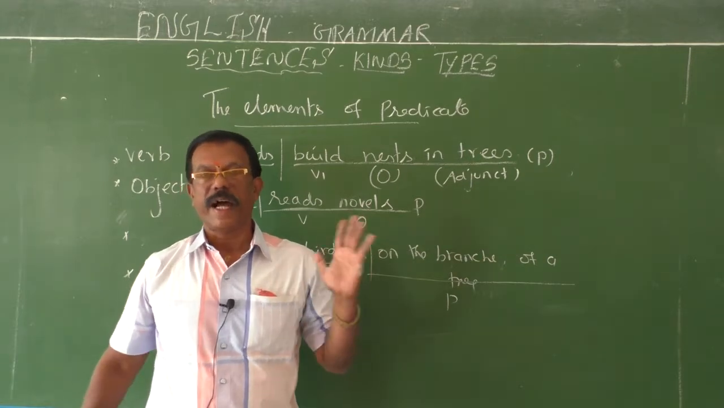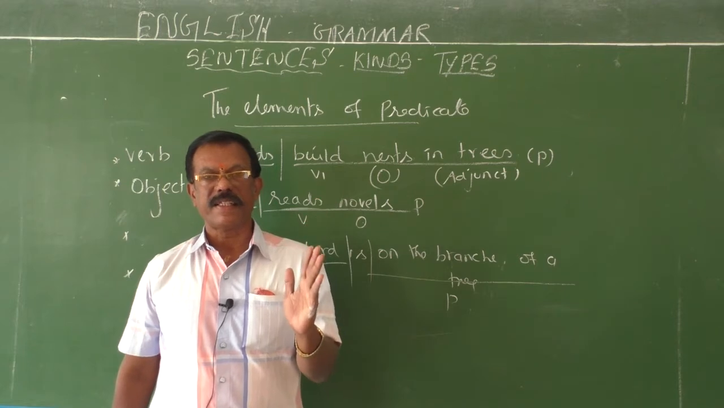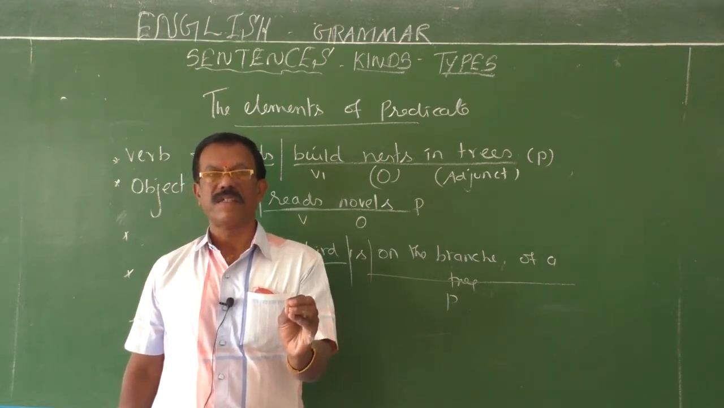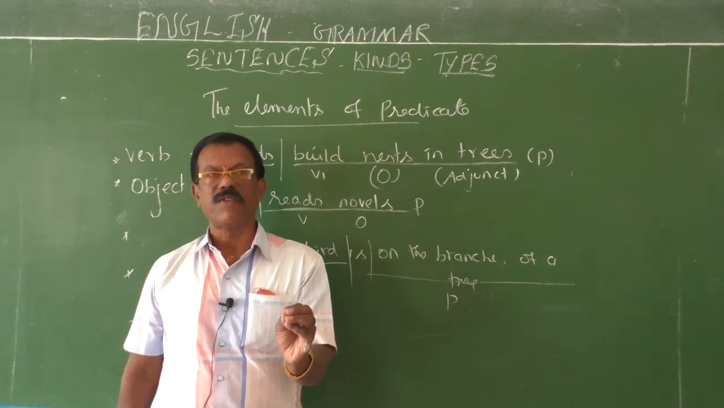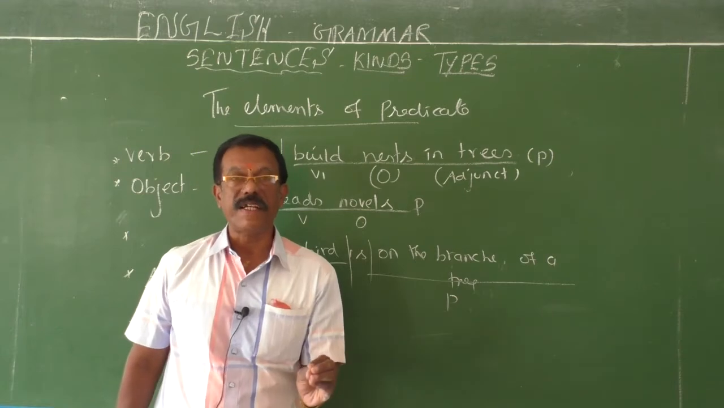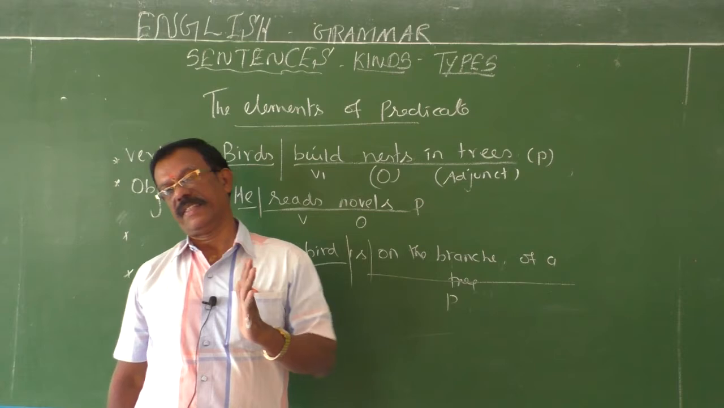Okay, I hope now, children, you are very clear about sentences and their structure. So a sentence is a group of words. Such a group of words has its own subject and finite verb that completes the sentence. Such groups of words are called sentences.